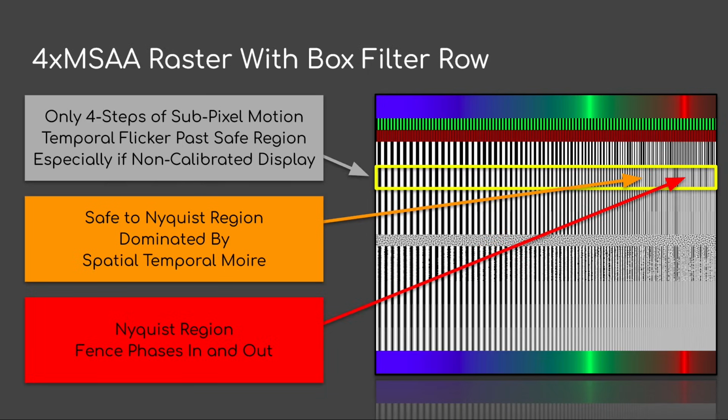The following row is 4x MSAA raster with a box filter, i.e. what traditional graphics used to be. You only get 4 steps of subpixel motion, so you get a lot of temporal flicker past the safe region all the way down to the blue area, especially if it's a non-calibrated display. If you look at the safe to Nyquist region, it is dominated by a spatial temporal moire. So 4 samples per pixel is not enough to do much justice there. And then the Nyquist region now has a different behavior. It actually phases in and out. So it'll phase between being able to see the fence, meaning see the black and see the white, repeating, to seeing gray.